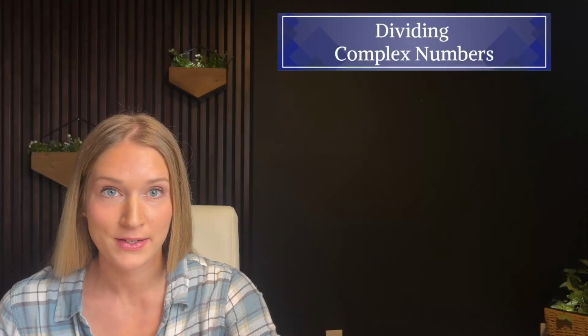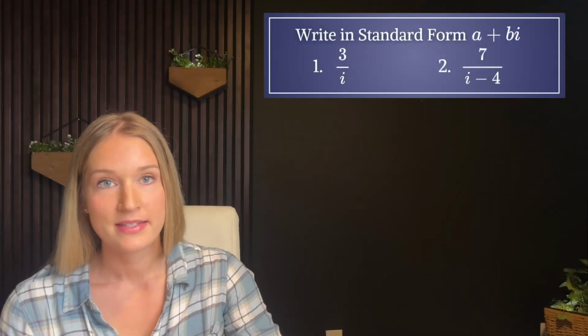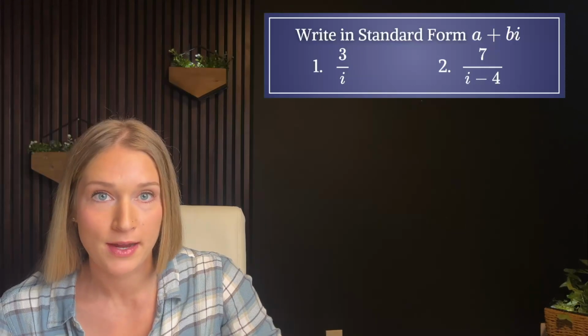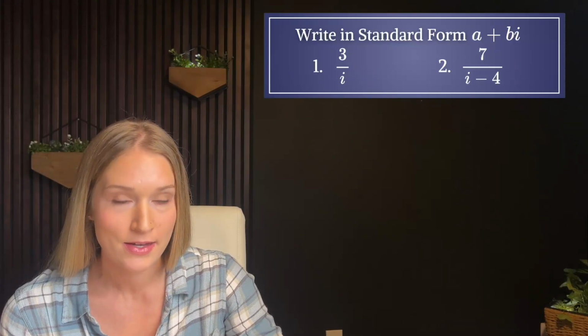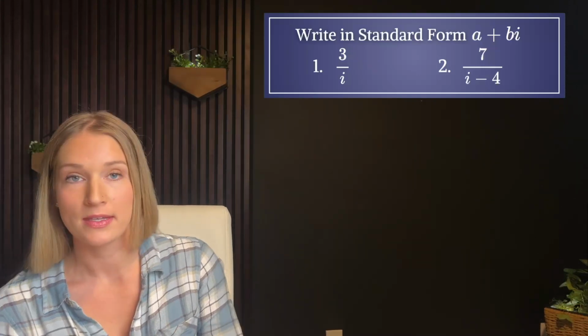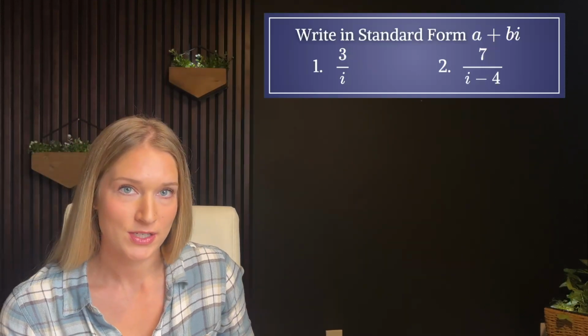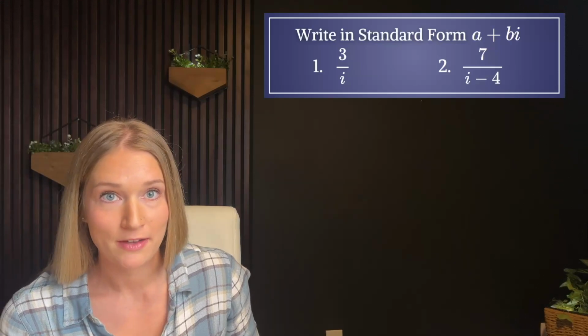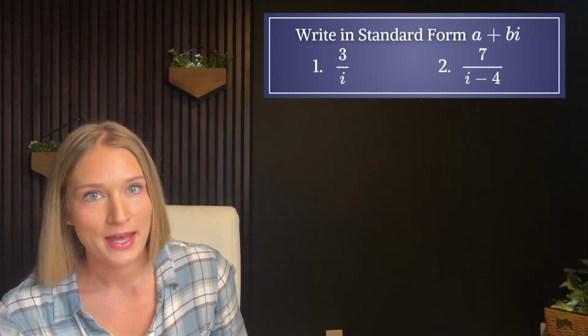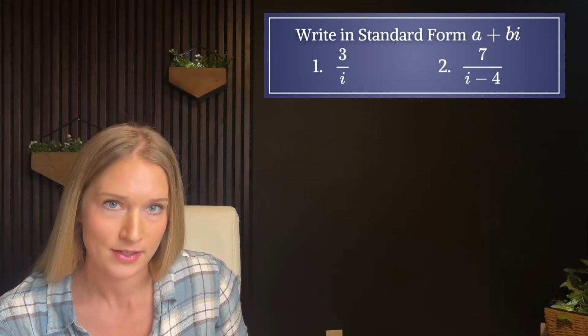Let's talk about dividing complex numbers. In these examples, our goal is to rewrite our complex number as something of the form a plus bi. So I want to separate out the real term and the imaginary term. What I'm going to do here is focus on just rationalizing the denominator of each of these. So to do that, I'm really looking for an i squared in the denominator.